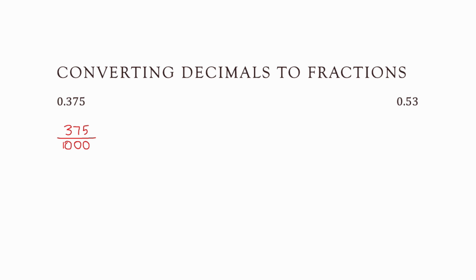So let's simplify this. 375 and 1000 can both be divided by 5. So 375 divided by 5 is equal to 75, and 1000 divided by 5 is equal to 200. Again, we can still simplify this because both are still divisible by 5.